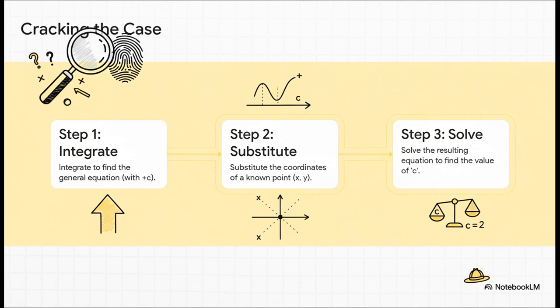This is how we crack the case. If we're given an extra piece of evidence, a specific point that we know the curve passes through, we can pin down the exact value of c. The strategy is a simple three-step plan. First, you integrate like normal to get the general equation with plus c. Then, you substitute the x and y values from the point you were given. And finally, you just solve the simple little equation that's left to find out exactly what c is.